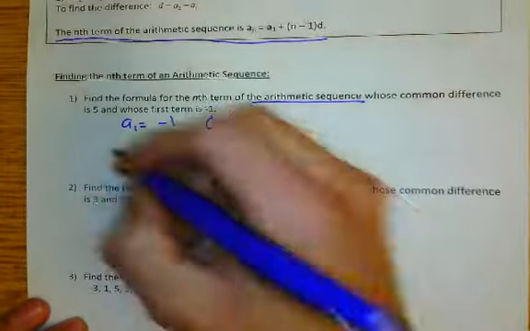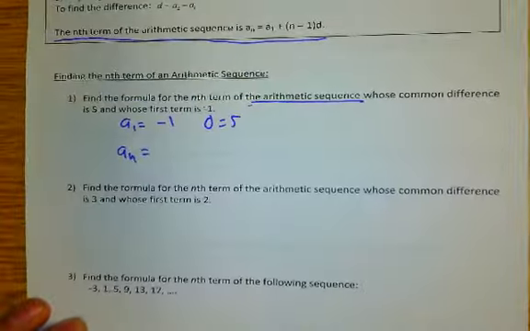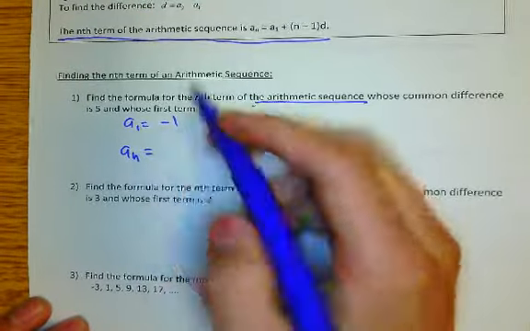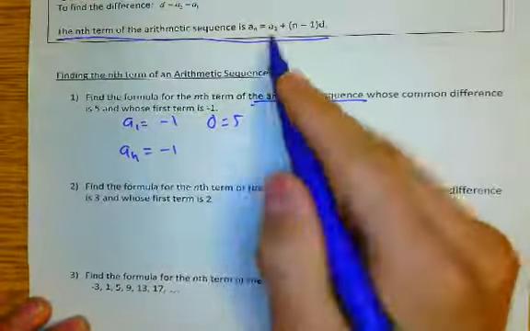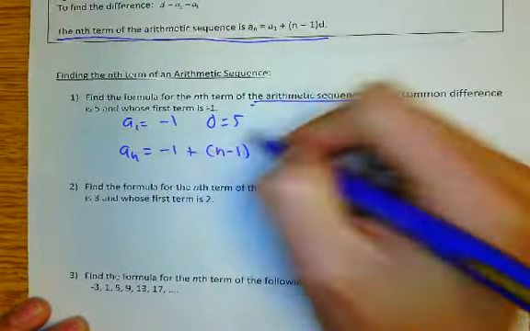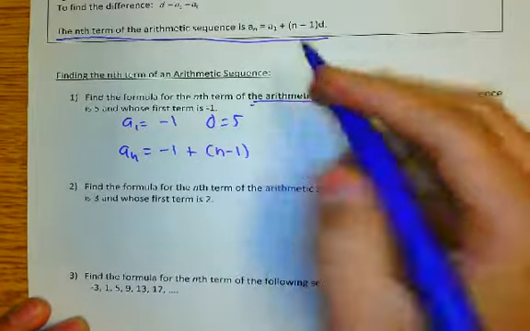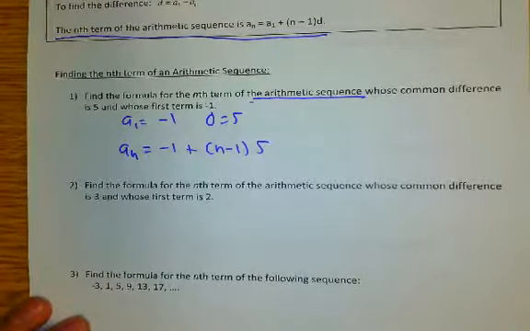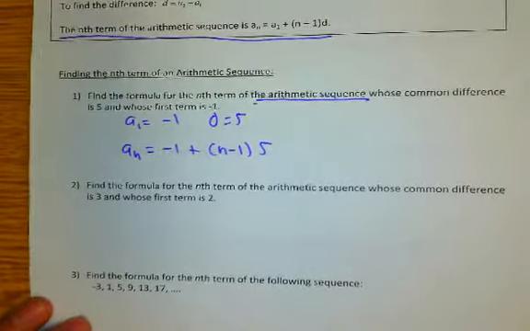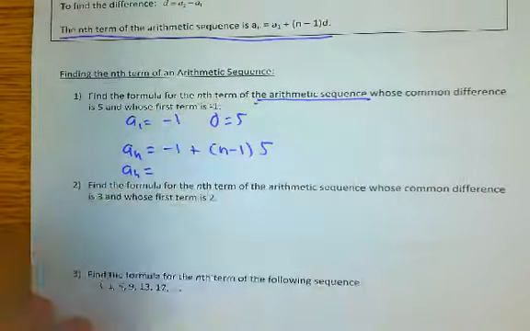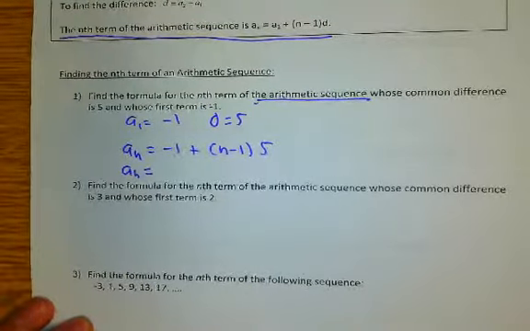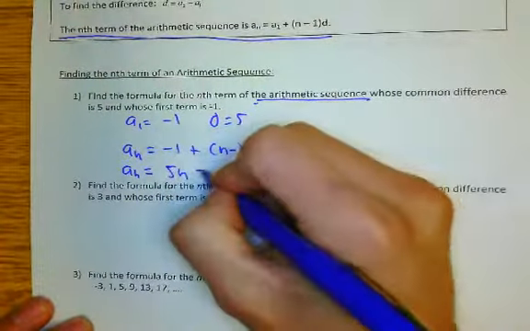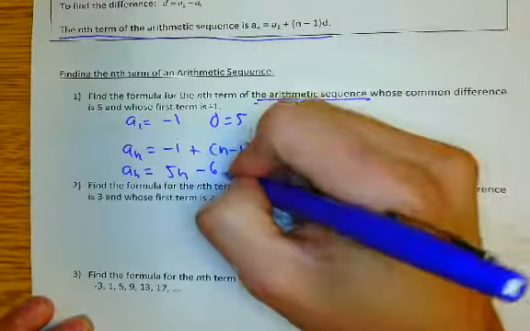So what is a sub n? Well, a sub n is equal to the first term, which is negative 1, plus n minus 1 times the common difference, which in this case is 5. I will expect you to go further than this and reduce. So a sub n would be equal to what if you reduce? 5n minus 6. And we're done.